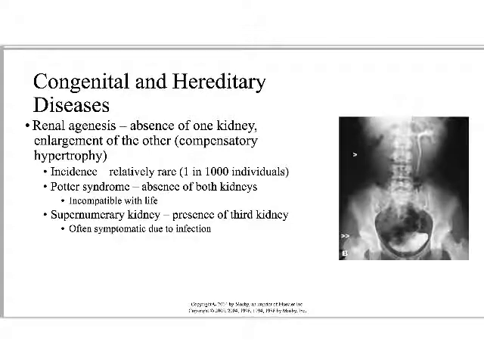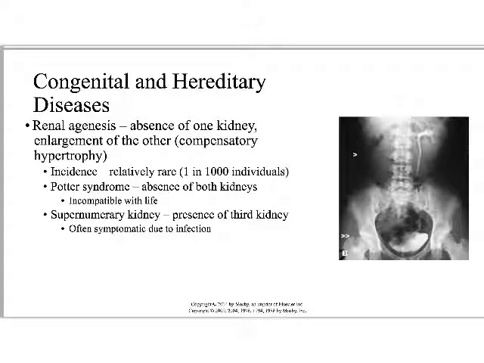So this is an absence of one kidney, right? There will always be enlargement of the other. We call this compensatory hypertrophy. Because there's only one kidney doing the work of two, you're going to have additional size to that one kidney, right? It's pretty rare, one in about 100,000 individuals.